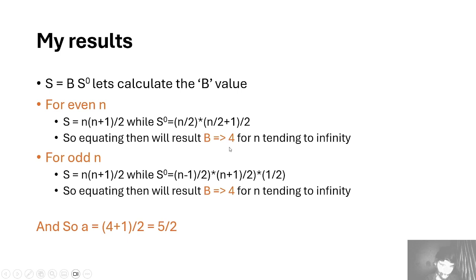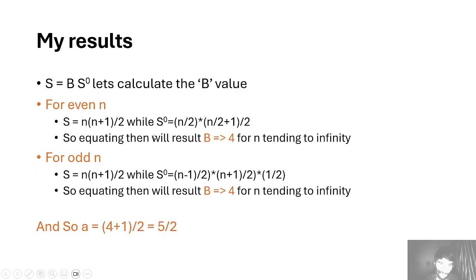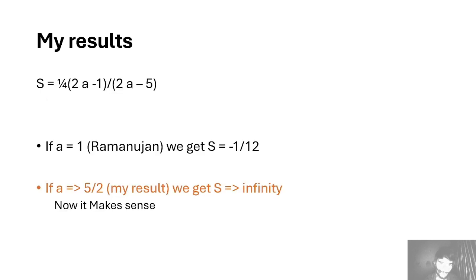Based on that, now we can plug in the value of beta into (S by S naught plus 1) divided by 2. So it is (4 plus 1) divided by 2, we'll get 5 by 2. So a is 5 by 2. If a is 1, as we saw Ramanujan did, we get S equal to negative 1 by 12. If a is 5 by 4, tending to 5 by 2, we get infinity. And that makes much more sense, definitely.